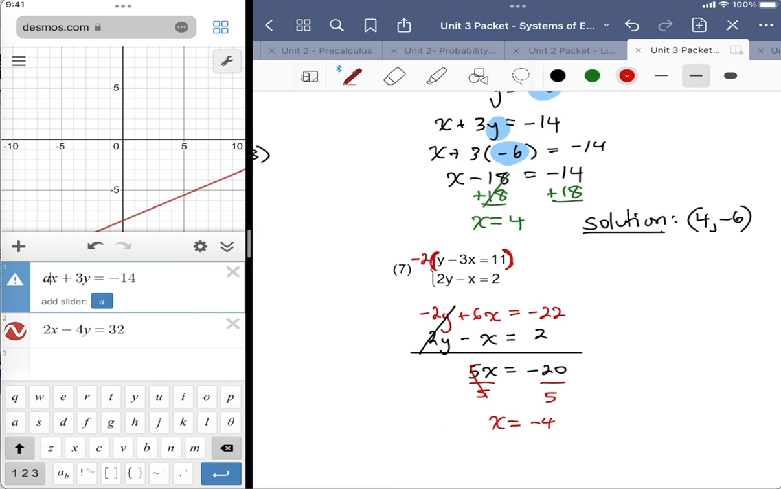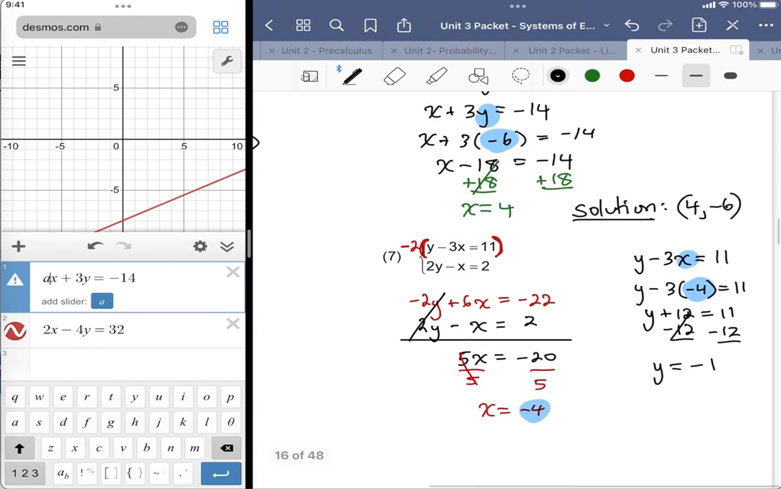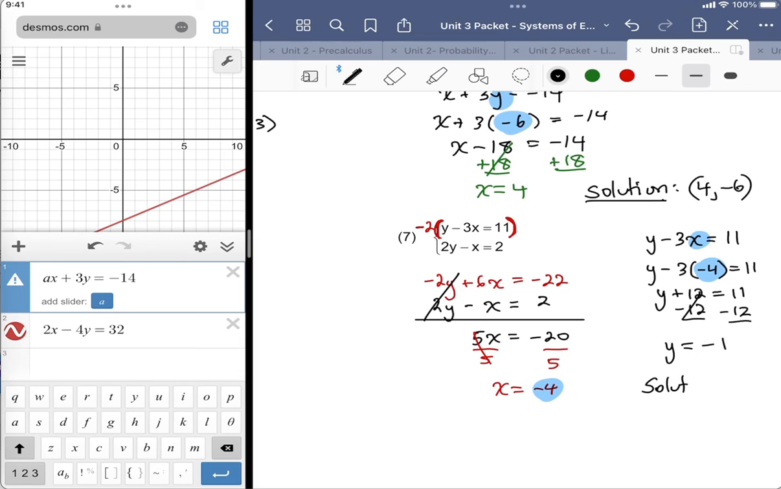All right, so again, choose one of the two equations. You see it goes much quicker now. Replace the x with the variable's solution. So y minus 3 times -4 is equal to 11. So y plus 12 is equal to 11. Subtraction property of equality. y is equal to -1. And so we have our solution of -4, -1. All right.